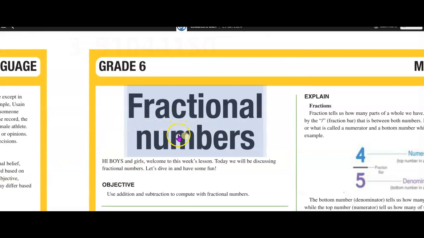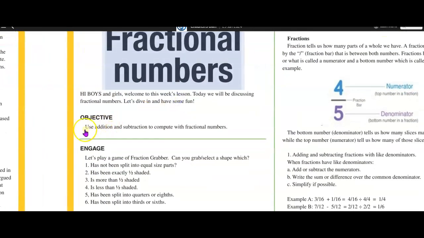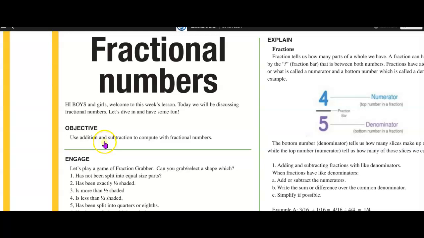So in this episode, we looked at fractional numbers. We should now be able to add and subtract to compute with fractional numbers. We have tons of questions to look at.